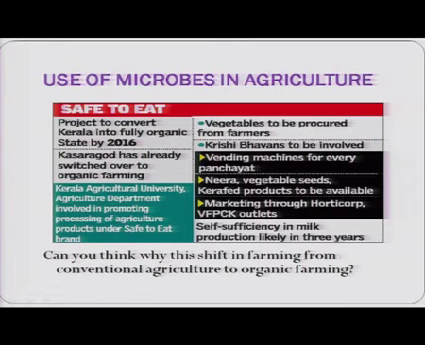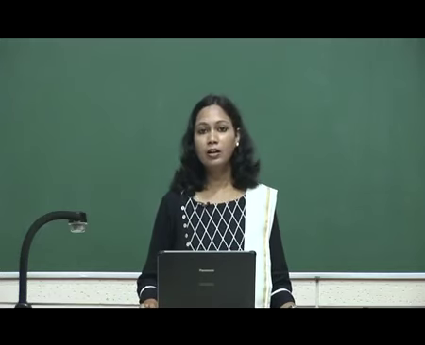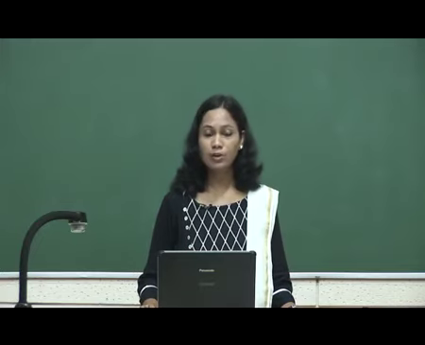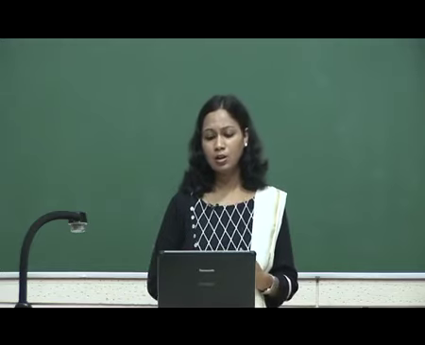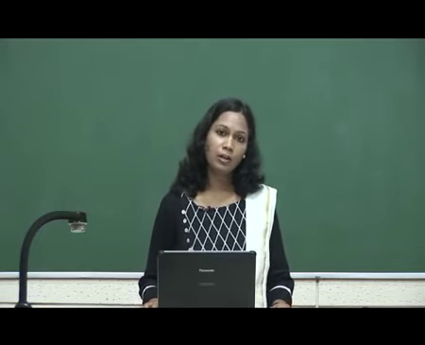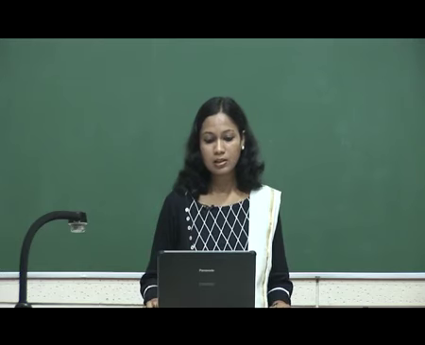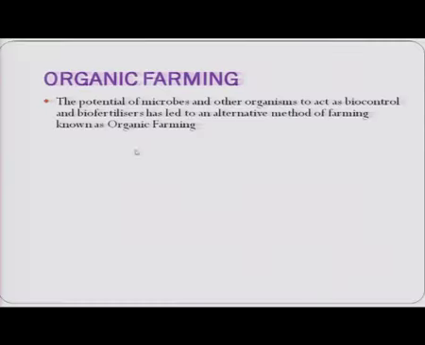So, one thing which is clear here is that organic farming does not use any kind of chemicals, to say insecticides, pesticides, weedicides or fertilizers, for improving agriculture. So, what is the principle of organic farming? Let us discuss it in detail. Organic farming: the potential of microbes and other organisms to act as biocontrol and biofertilizers has led to an alternative method of farming known as organic farming.